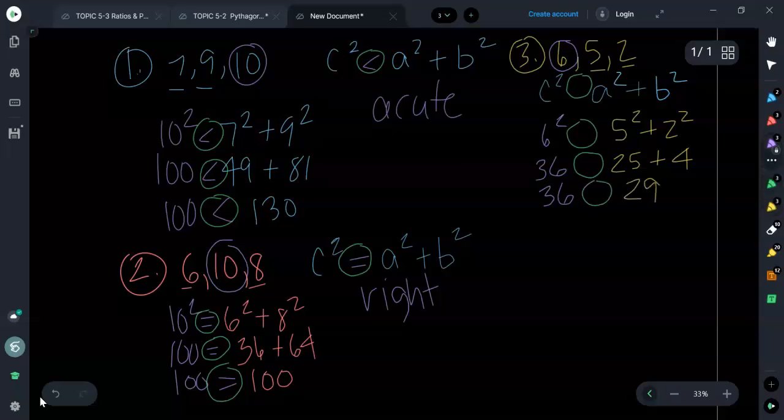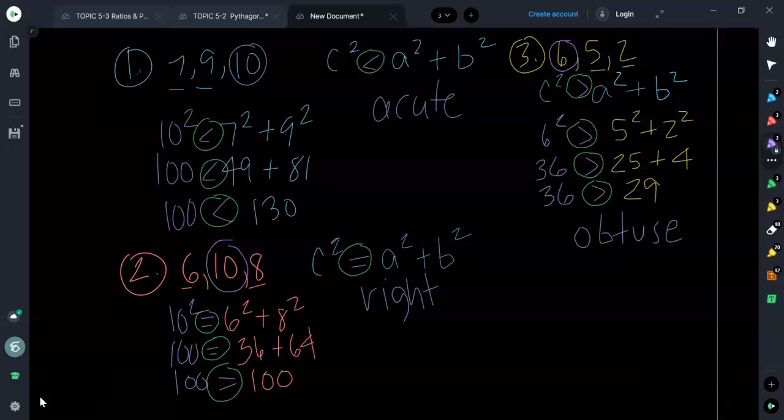So I have that my c squared is actually larger than a squared plus b squared. So this is an obtuse triangle. This is using the converse of the Pythagorean theorem to determine what kind of triangle you have. And this is a way that you can use c squared and compare it to a squared plus b squared to determine acute, right, or obtuse. And once again, it has to make a triangle first.